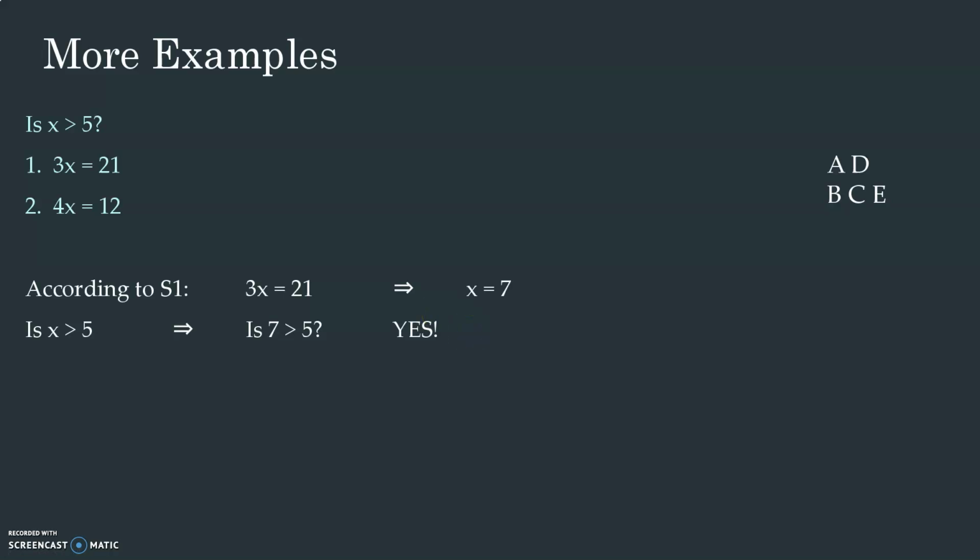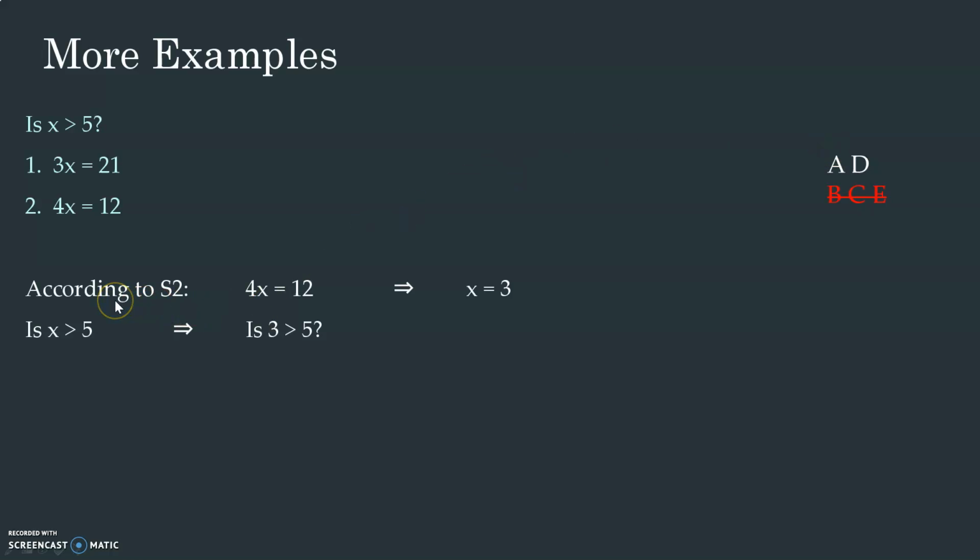Now since it gives you a definite yes, has it answered the question? It does. Question was, is x greater than 5? If it is 7, it is indeed greater than 5. So statement 1 clearly answers the question, it is sufficient. If statement 1 is sufficient, you realize that B, C, E cannot be your answers because statement 1 sufficient is only in option A or in option D, right? So let us jump to statement 2.